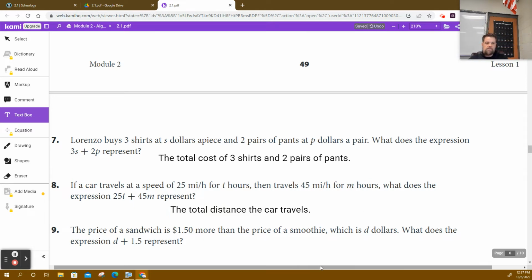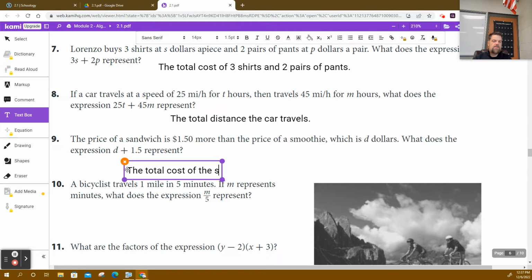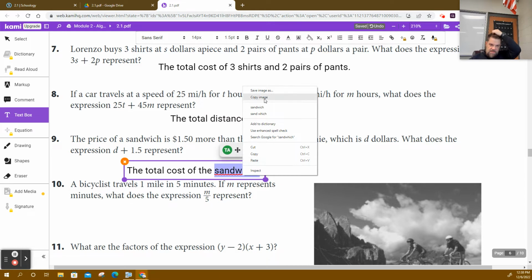Next one. Number 9, it says the price of a sandwich is $1.50 more than the price of a smoothie, which is D dollars. What does the expression D plus 1.5 represent? The total cost of the sandwich. Exactly right. The total cost of the sandwich. Oh, I misspelled the word sandwich.